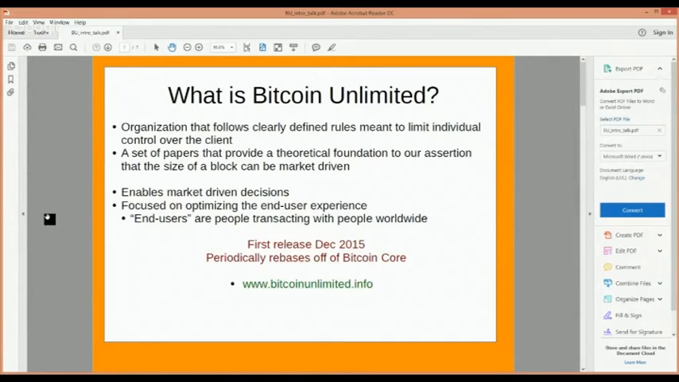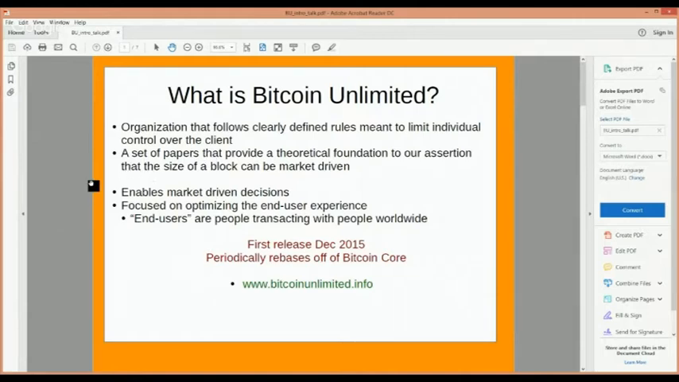So if people are running the client, it enables market-driven decisions instead of decisions by some Federal Reserve of Bitcoin. We're also focused on optimizing the end user experience. We don't want Bitcoin to become a settlement network. We want it to be used with a low transaction fee between people worldwide. And to do so, we need scaling.